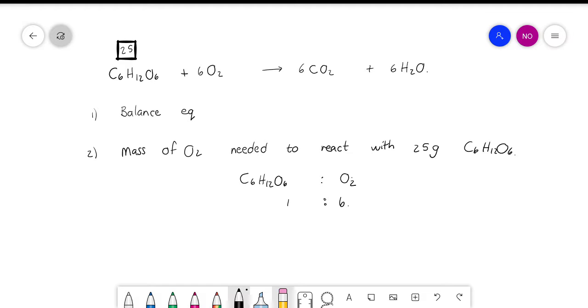If you guys don't have a periodic table nearby, carbon is 12, hydrogen is 1, oxygen is 16.